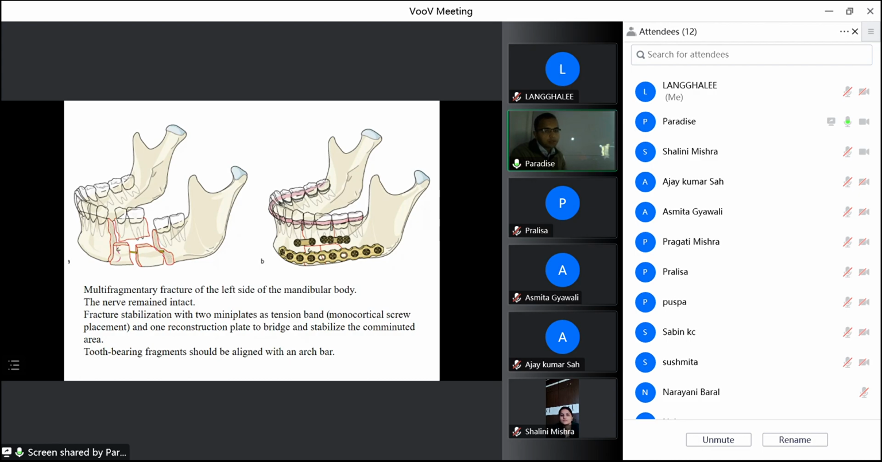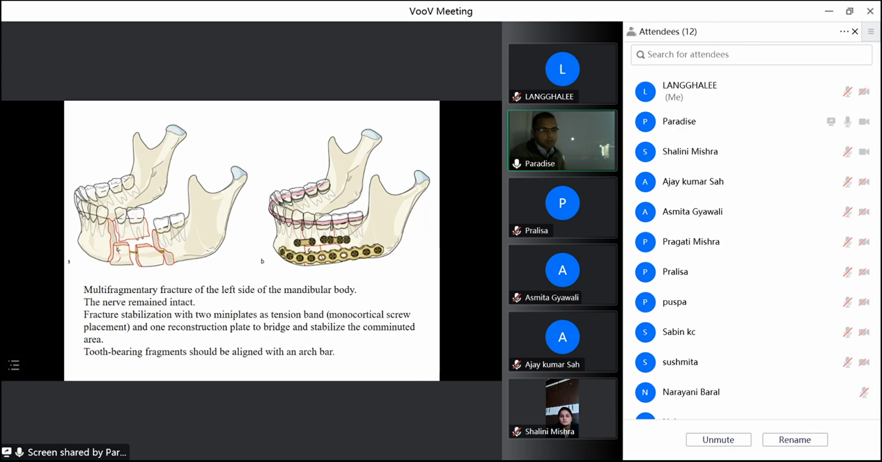If it is continuity defect, then the scenario is different. Then you have to place at least 4 screws on either side. In case of defect fracture or in case of resection, we can say it is a continuity defect. If the bone is not present, you have to bridge with the reconstruction plate. In such cases, you have to place 4 screws on either side of the defect.